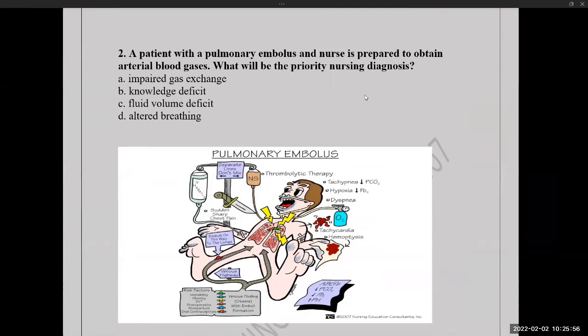Yes, very good. Impaired gas exchange. Okay, fine. What is the cause for pulmonary embolus? The basic reason for pulmonary embolus is immobility. What is pulmonary embolus? Embolus is a clot, a thrombus. So this particular thrombus is hitting the pulmonary circulation.